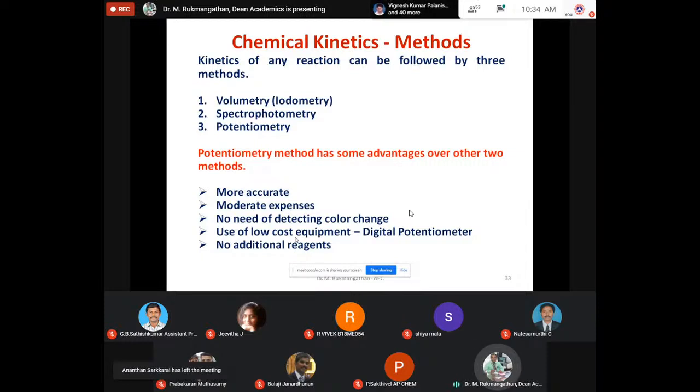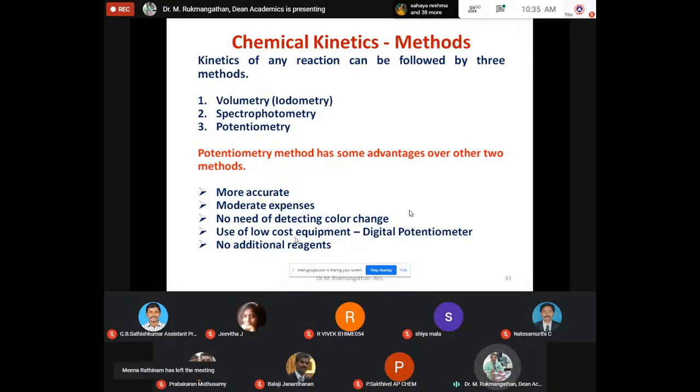Then chemical kinetics. Hereafter, we are going to see the chemical kinetics that have been carried out with the help of our compound 1-chlorobenzimidazole against a larger number of substrates. Usually, kinetics of any chemical reaction can be followed by three methods. What are they? Volumetry, spectrophotometry, and potentiometry.